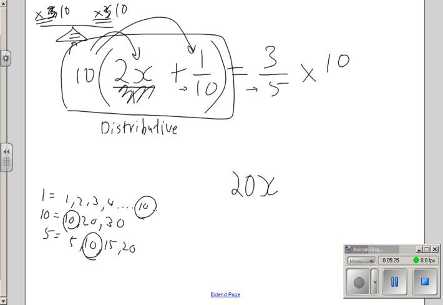That's my first one. 10 times 1/10, well, I can do that over here if I need to. 10 times 1/10, what's that equal? Well, 10 times 1 is 10, and 1 times 10 is 10, so that equals 10 over 10, which is 1. So by multiplying the left-hand side by 10, it was 2x plus 1/10, but by increasing it tenfold, it now became 20x plus 1, no fractions.